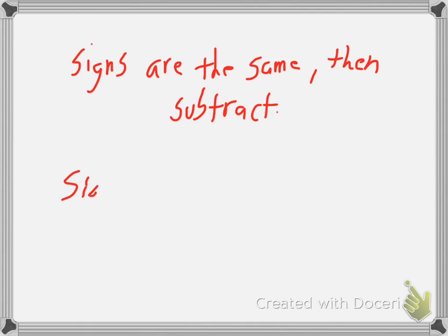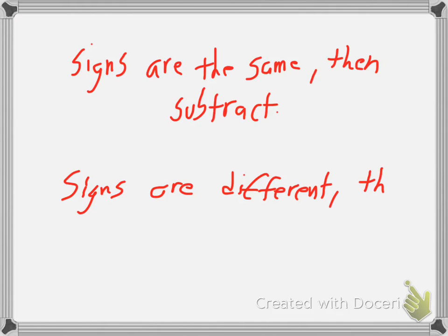If the signs are different, then we add. If you have one positive and one negative, you add them once you find the absolute value.